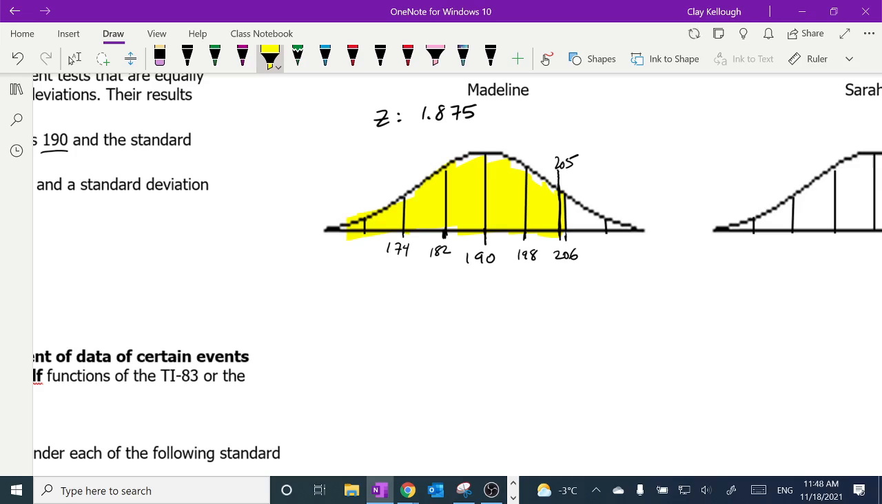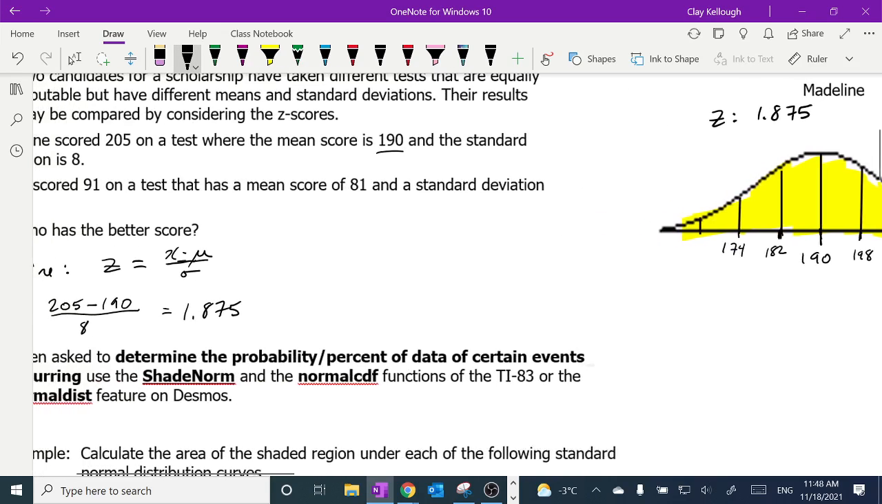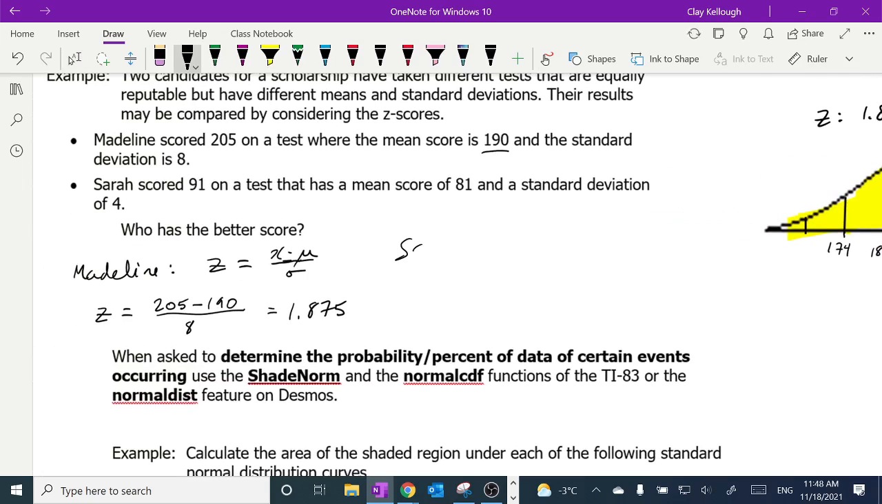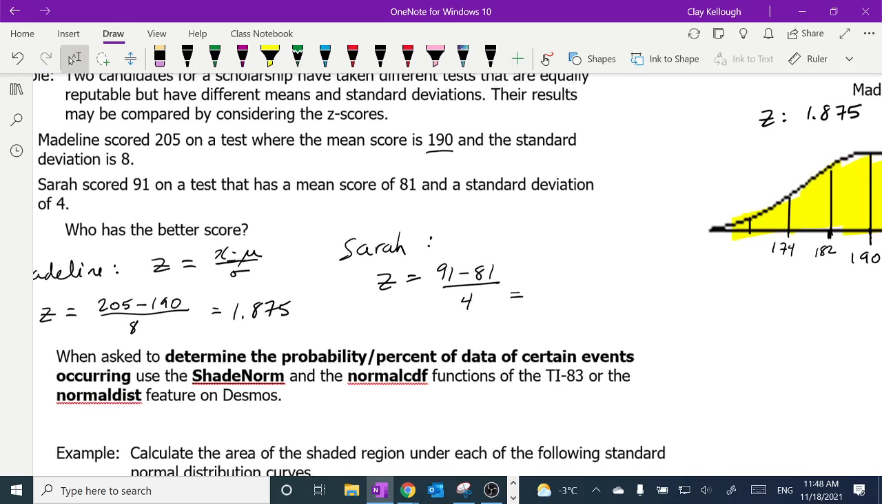But let's compare this to Sarah. So Sarah has a z-score of, she scored 91, the mean was 81, and the standard deviation was 4. That gives her a z-score of 2.5. Now what's better here, a higher z-score or a lower? In this case, it's a higher, because she's farther from her mean than Madeline is.